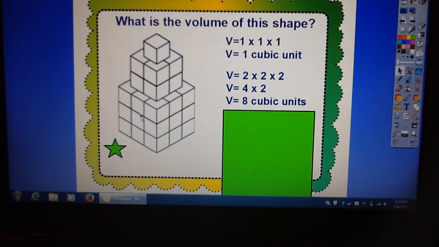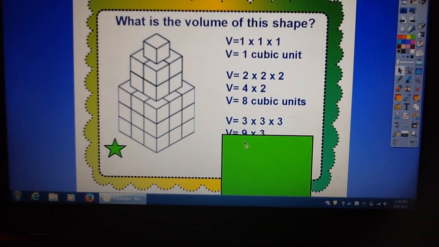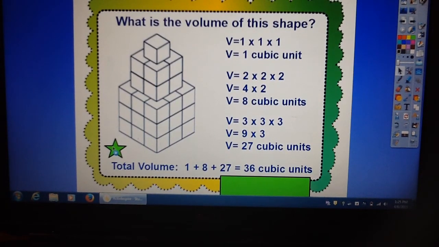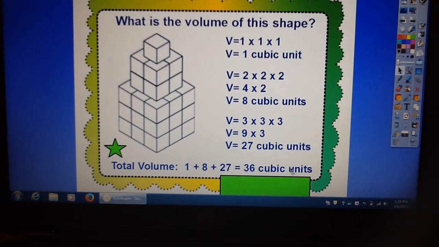So now we have this larger cube. It is a 3 by 3 by 3. So that was kind of similar to our first one that we did. So 9 times 3 is 27 cubic units. Now that's not the volume of the whole shape. Remember, this is the volume: 1 cubic unit for this one, 8 cubic units for this one, and 27 cubic units for this one. So in order to find all of them, we just add them together, and you get 1 plus 8 is 9, plus 27 is 36 cubic units. I knew you could do it.